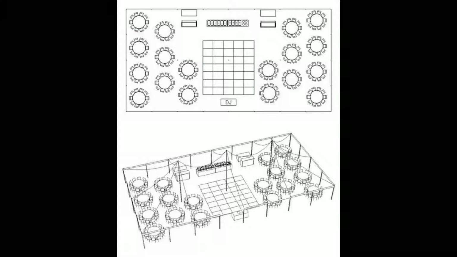DJ placement is great on this. You're still undercover, so you don't have to worry about rain. If rain happens to come in, your equipment's going to be nice and dry. And again, a wonderful placement. The tables on each side of the dance floor, the DJ right next to it, and directly across from the DJ is the head table.